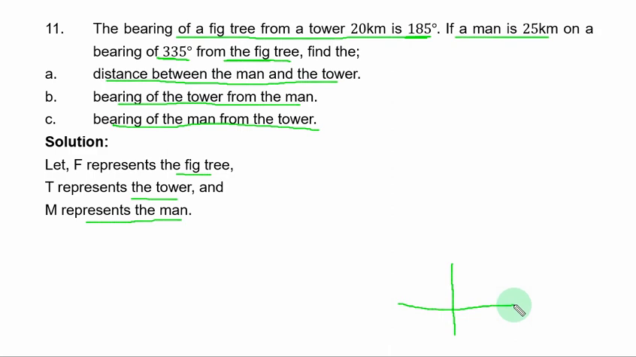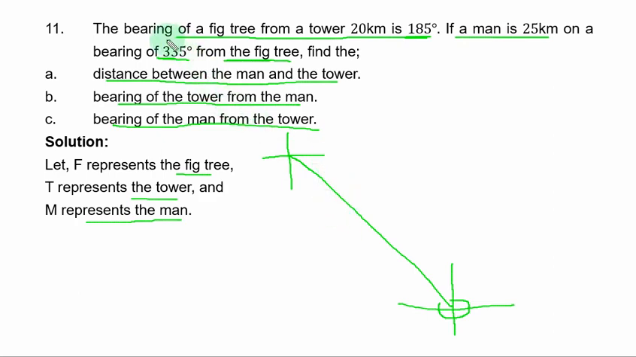The bearing of the man from the fig tree is 335 degrees. That is the fourth quadrant in clockwise sense. So from here, you take it to the man. You see that? So if the fig tree now is at this point, you will be drawing the man outside your writing material. So you must be very careful when you are carrying out this analysis. So we have somewhere here the position of the man, and the distance is 25 kilometers.